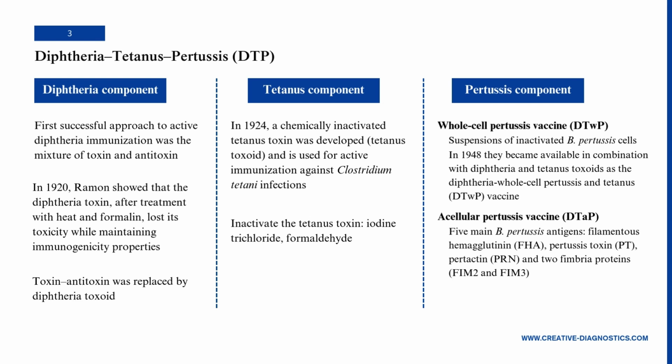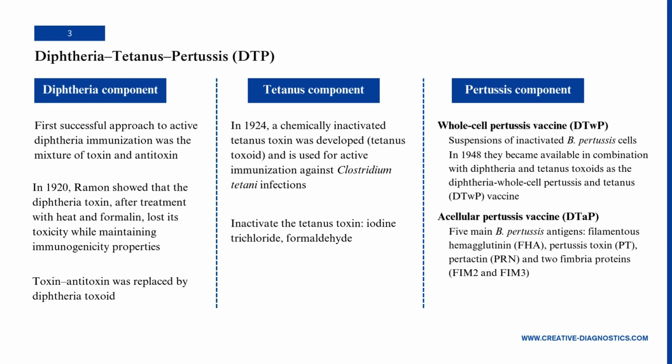Initially, tetanus toxin was inactivated using iodine trichloride. Now formaldehyde is used. Whole cell pertussis vaccines are suspensions of inactivated B pertussis cells. In 1948, they became available in combination with diphtheria and tetanus toxoids as the diphtheria whole cell pertussis and tetanus, DTWP vaccine.